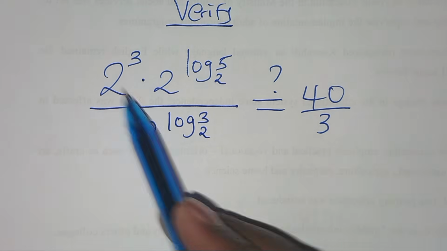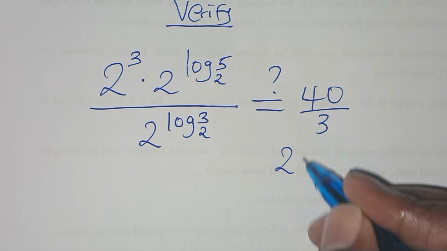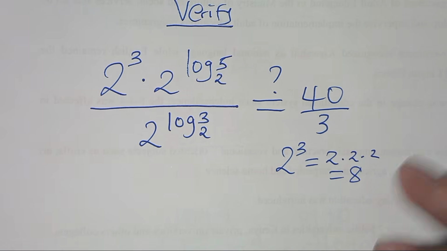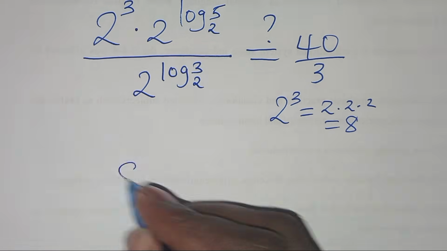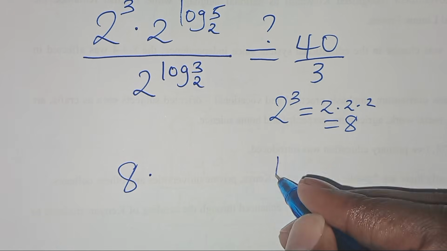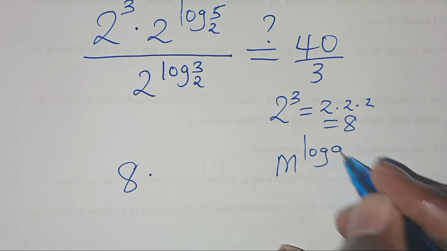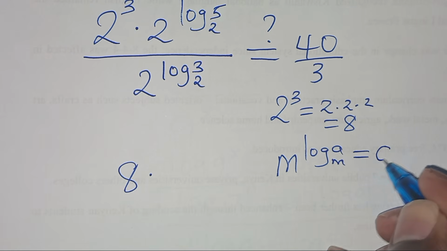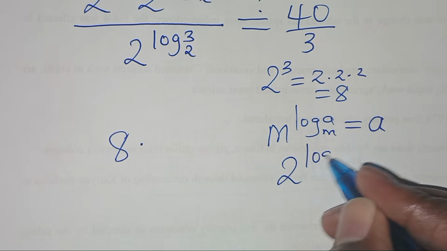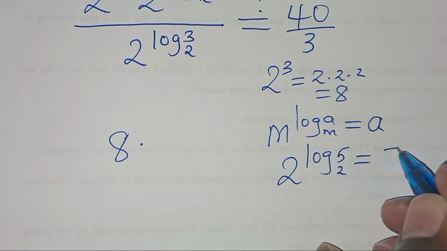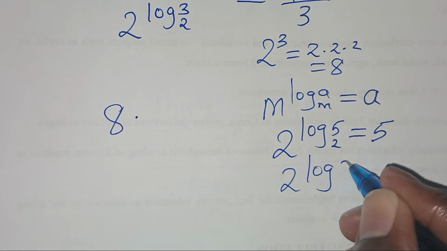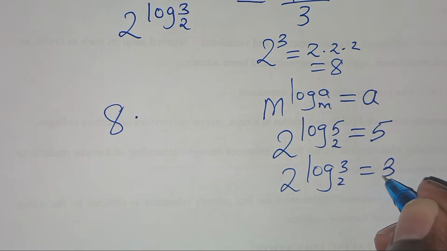Now here we have 2 to the power 3. We can express 2 to the power 3 as 2 times 2 times 2, and this is equal to 8. So we have 8 times 2 to the power log 5 to base 2. This is in the form of m to the power log a to base m, which essentially will give us a value of a. So this implies that 2 to the power log 5 to base 2 will give us a value of 5. And 2 to the power log 3 to base 2 will give us a value of 3.